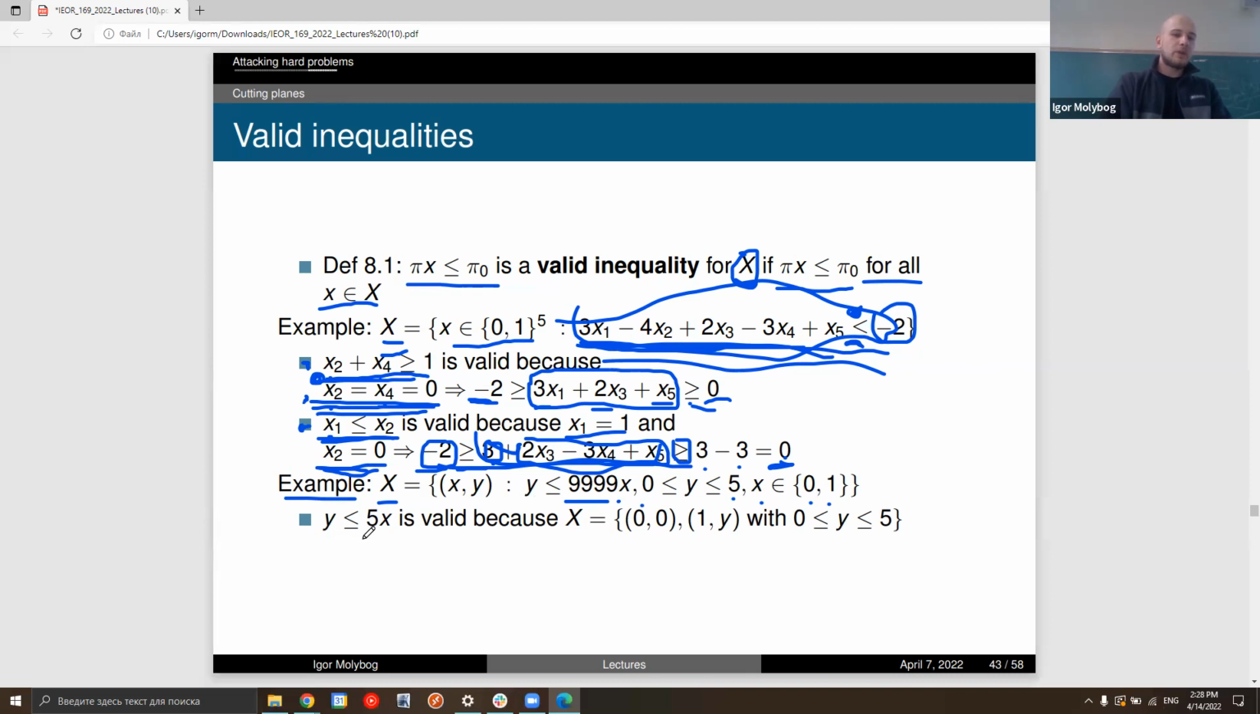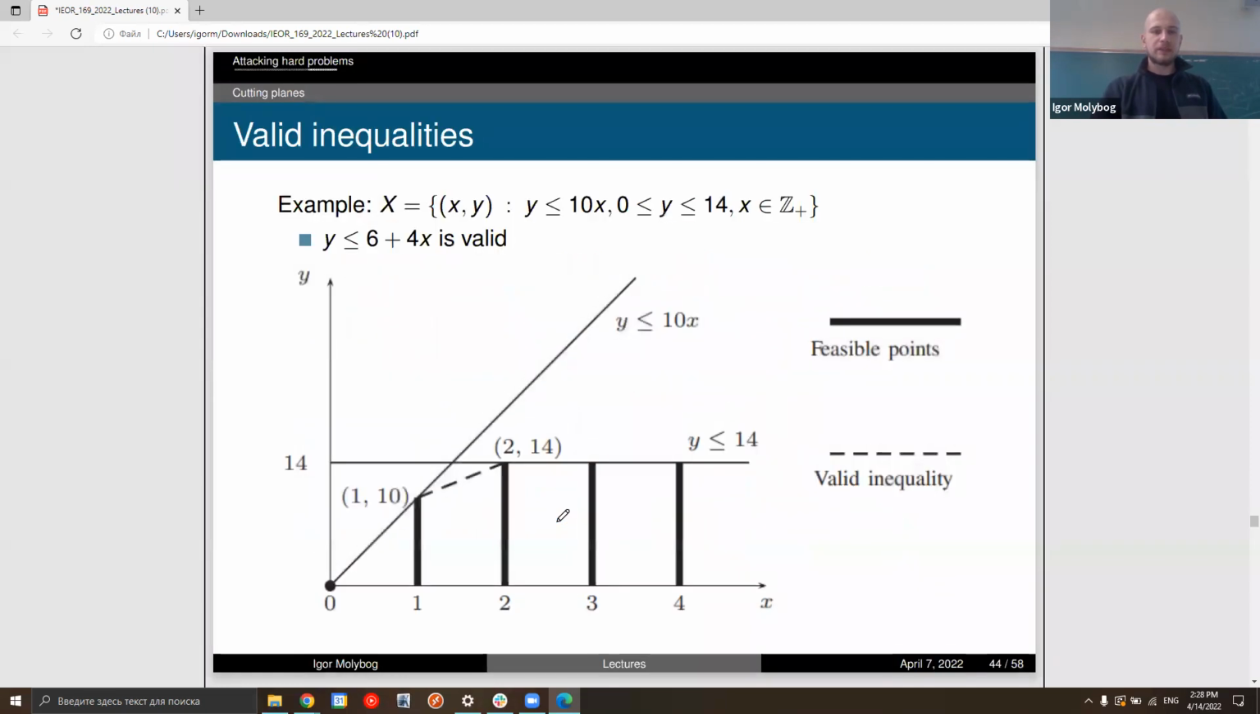Then we can write down that y is less than or equal to 5x, just because x for real only consists of points 0, 0, and also one y with y being from 0 to 5. It just means that 0, y never happens, because if x is equal to 0, then y also must be equal to 0. And this inequality is much tighter than this one, for example, and it can replace it, and it would be a valid inequality that would cut off a large proportion of the space.